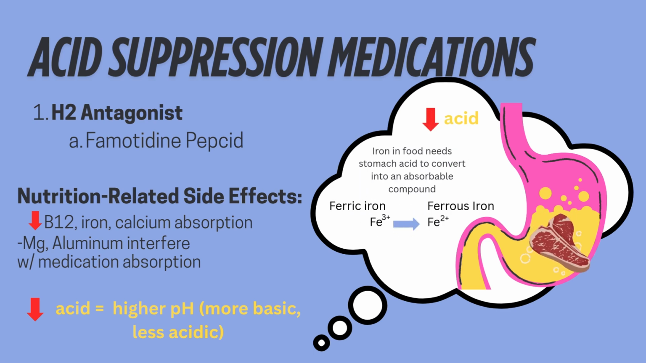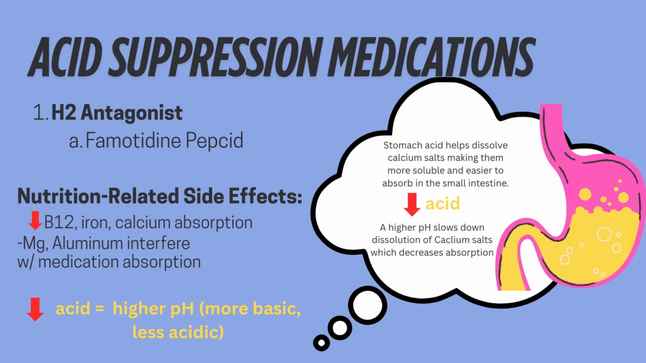Okay, so now we're wondering the same thing about iron. Why is iron absorption decreased with this medication? Well, iron comes down in food as well into the stomach acid and needs stomach acid to be converted to a more absorbable form. So it starts coming in as ferric iron, Fe3+, and the stomach acid helps it become ferrous iron, Fe2+, so that it can be absorbed in the small intestine.